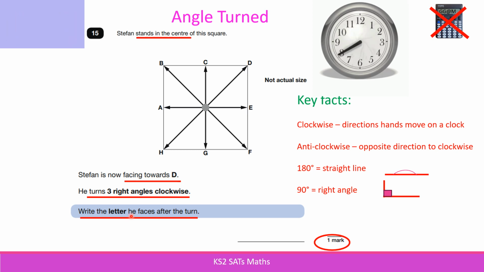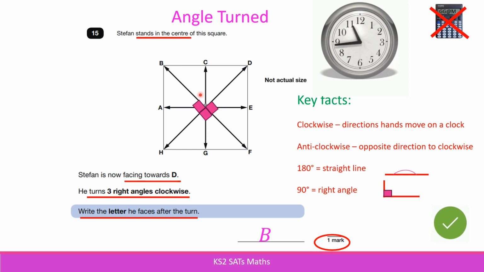Fantastic work guys, hopefully you've managed to get yourself an answer. So we're starting off facing D and we're going clockwise. So when we go clockwise, we're going round to the right. So we're going round in this direction here. So 1 right angle will take me to F. Then I've got to do another right angle, which is 2 more sections. That will take me to H. And my 3rd right angle, coming round here, will take me round to B. So B is your answer.